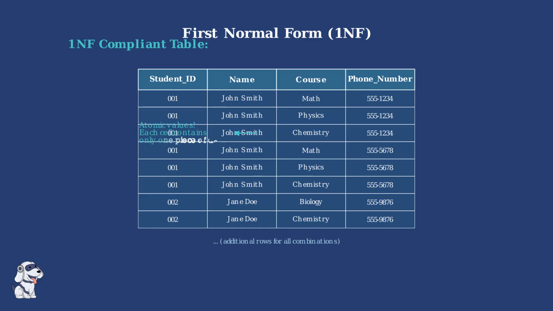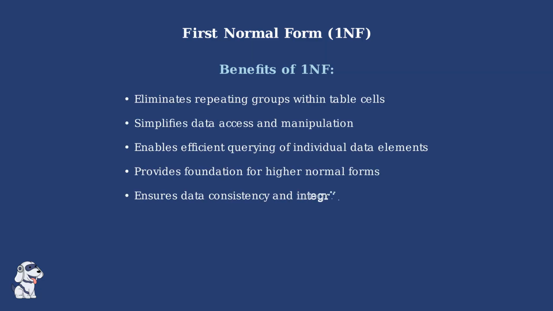Now we can easily query for students taking specific courses, efficiently manage contact information, and perform database operations without parsing complex cell contents. Let's summarize the key benefits of achieving first normal form. First normal form eliminates repeating groups, simplifies data access, enables efficient querying, provides the foundation for higher normal forms, and ensures data consistency. While it may increase the number of rows, it creates a solid foundation for relational database operations.